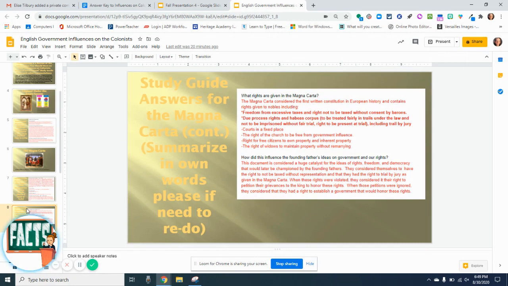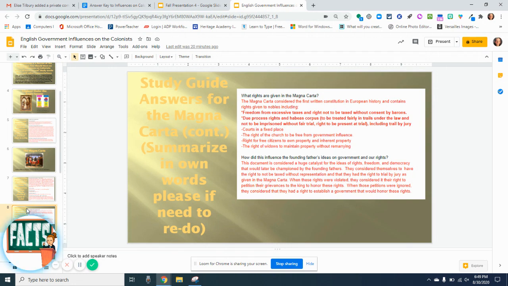These are important to know, so make sure that these are included in your notes. The Magna Carta is considered the first written constitution in European history and contains the rights given to nobles, including, again, these rights are only given to nobles, not everyone quite yet. Freedom from excessive taxes and the right not to be taxed without the consent of the barons. The due process rights and habeas corpus.